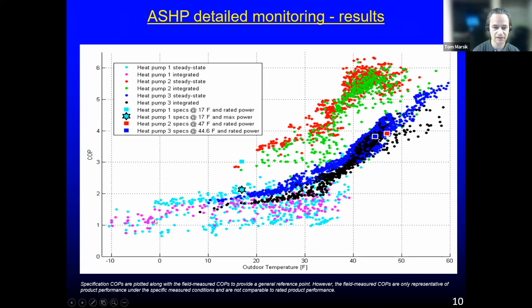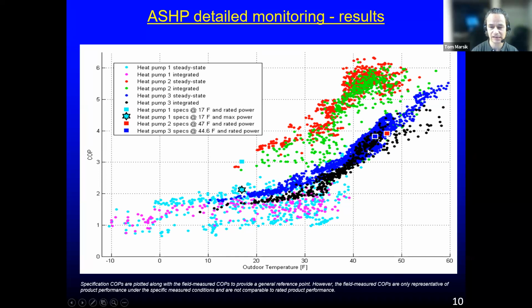So in this graph, on the y-axis, that's the coefficient of performance. On the x-axis, that's the outdoor temperature. And I should point out that with the coefficient of performance, we not only looked at the steady state coefficient of performance, but we also looked at the integrated coefficient of performance, which is the real coefficient of performance in the real situation when the heat pump doesn't always run in a steady state. Sometimes it's turning on and off. It's cycling, and I'll explain why.